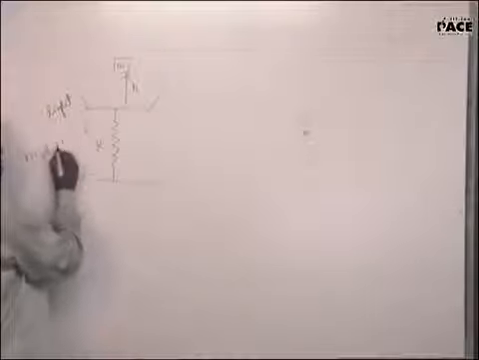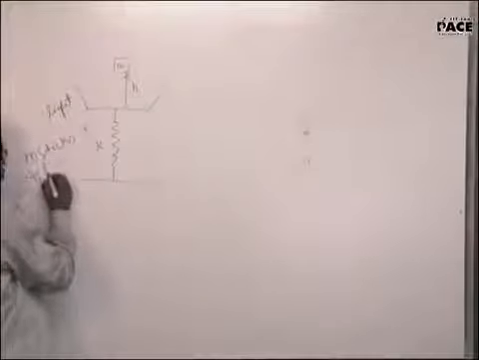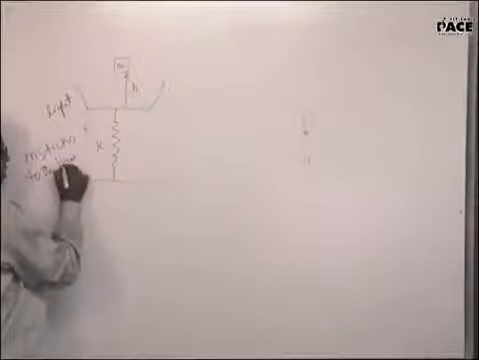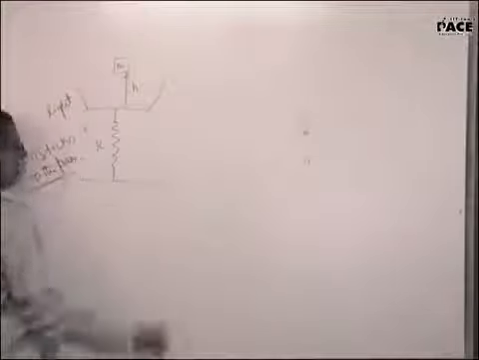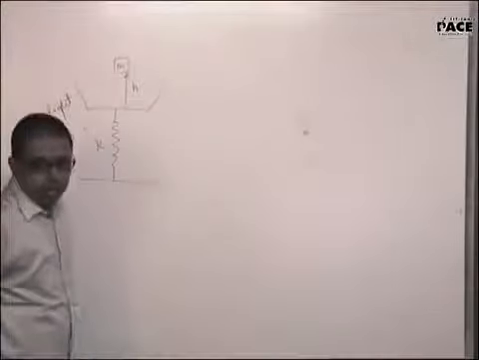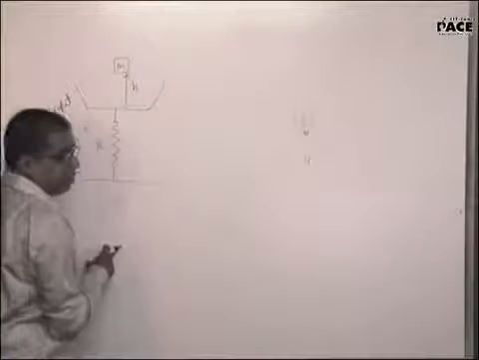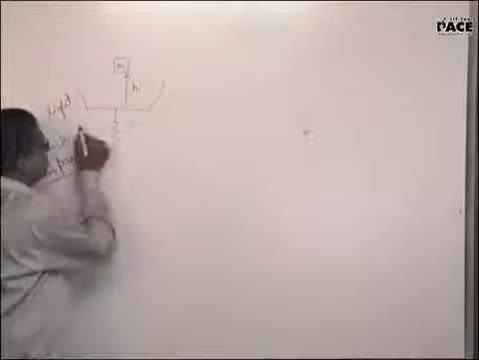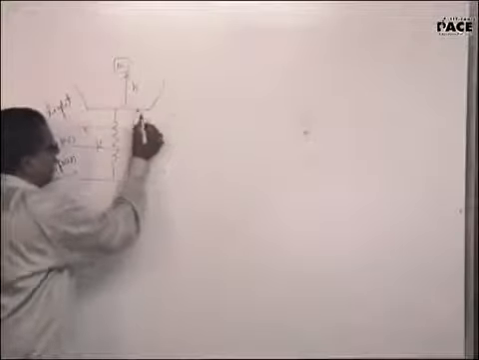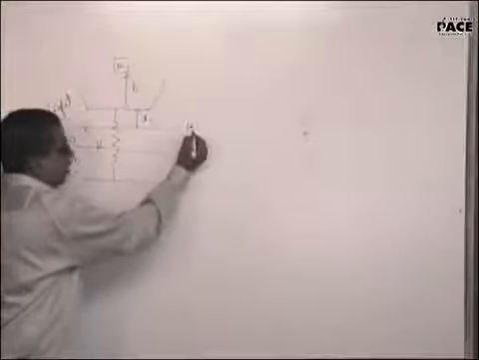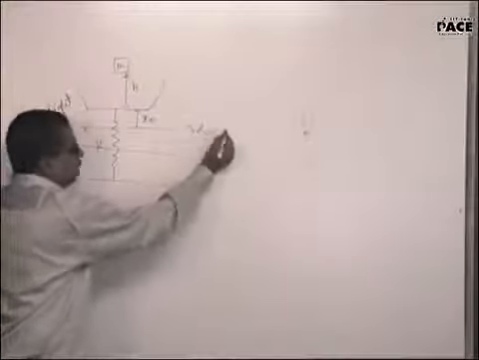Small m sticks to the pan on collision. He is asking you for the amplitude of the oscillation. First of all, it will come down by a distance of x naught, where I can say k x naught is equal to mg. Yes, sir.